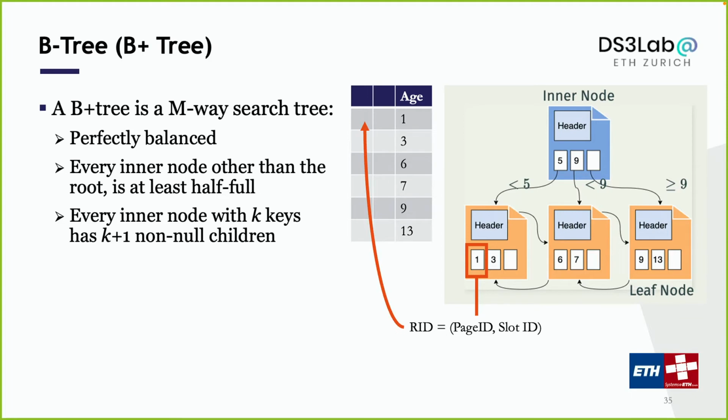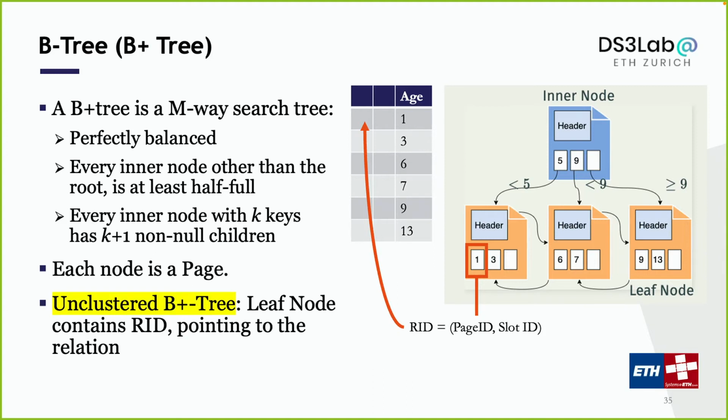If you are familiar with a binary search tree, this data structure should be very easy to understand. For every single node in the tree, you have more than 1 child, simply because I have a page and could store more information. It has some constraints to make sure it's always balanced. So each node is a page. There are 2 different types of B+ tree. The first type is called an unclustered B+ tree. In this case, for your leaf node, for that page, you are storing the pointer, the record ID of the corresponding tuple.